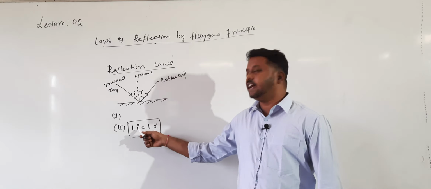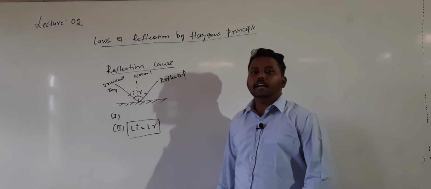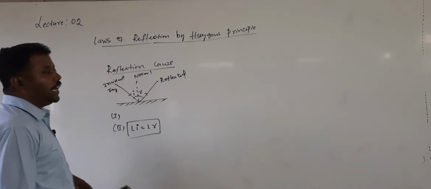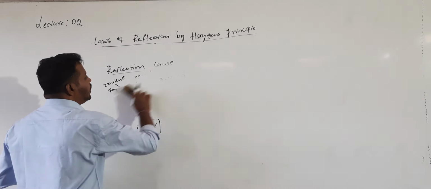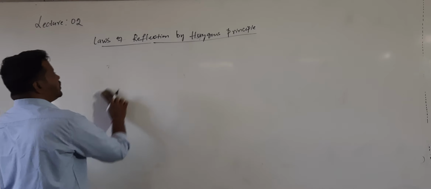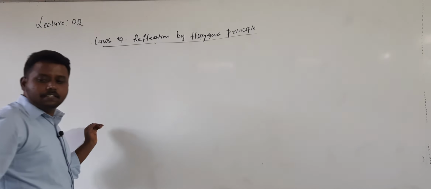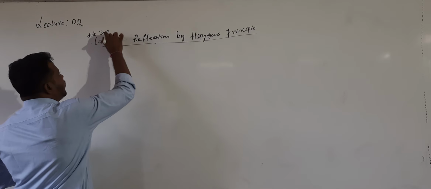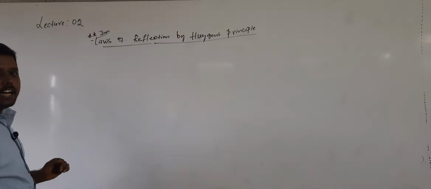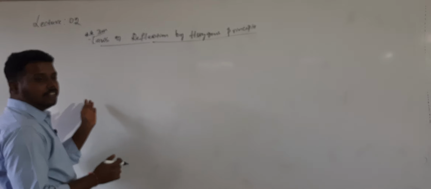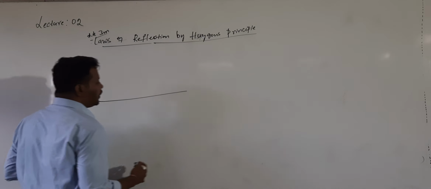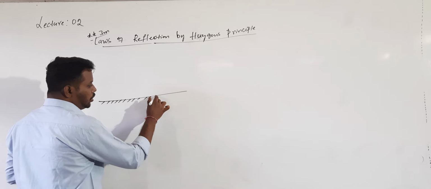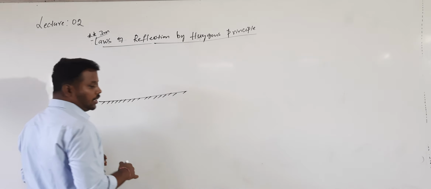Now we can prove i equals r using this Huygens principle. We want to prove these two laws of reflection by Huygens principle. This is a very important question for 3 marks, and the diagram is very important. I am drawing the diagram low on the left side, but you should draw it at the right corner in your notebook. No PPT was there for this diagram, so you can directly write the notes from here.